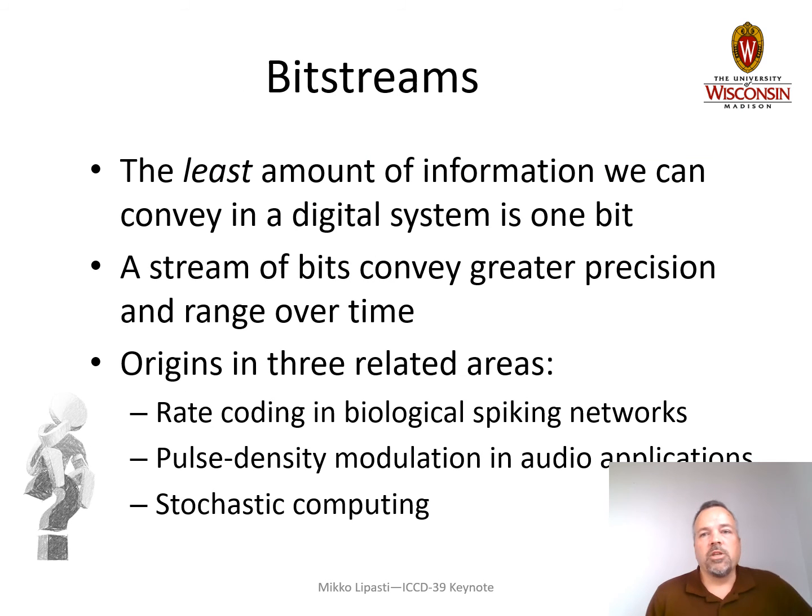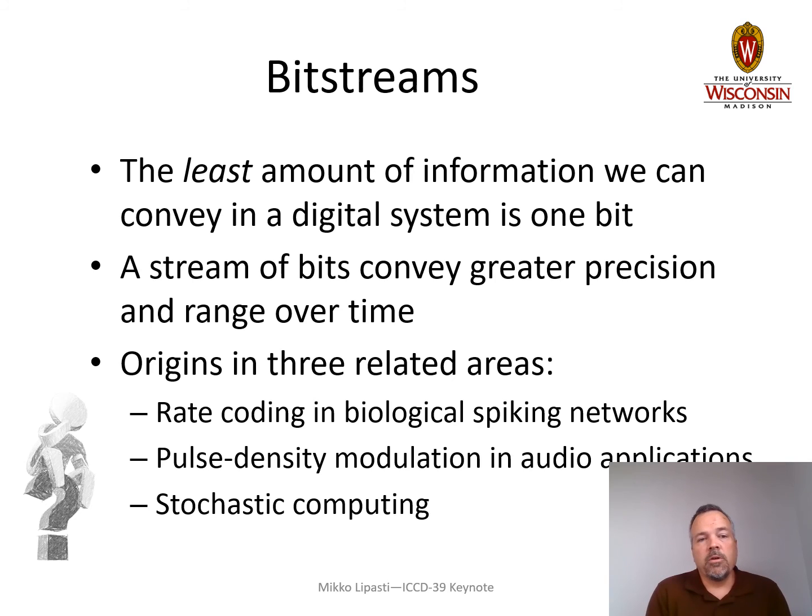The least information that we can convey or process in a digital system is 1 bit. And in fact, if we have 1 bit, we can increase the amount of information that we convey by streaming a bunch of bits in a row. So we call this a bit stream. Other names for it are stochastic computing.